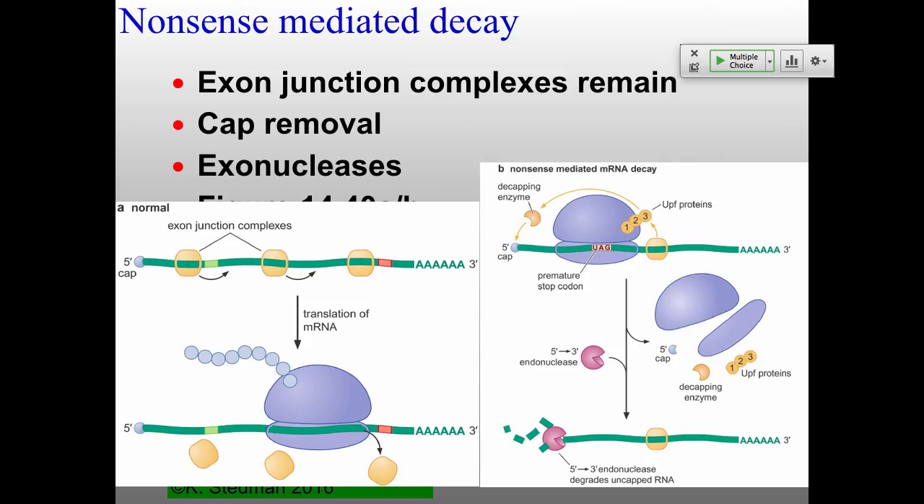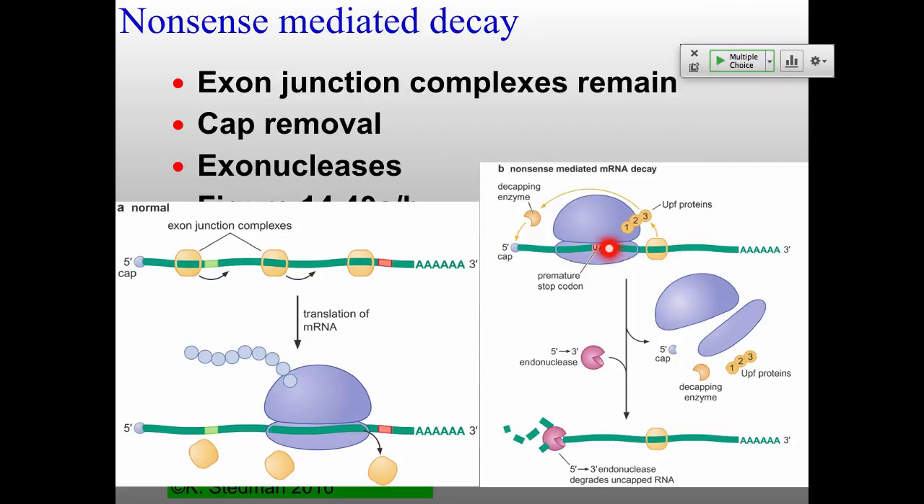Because I wanted to finish up talking about both nonsense and non-stop mediated decay. So we had some questions about that before. So a nonsense codon, what's a nonsense codon? It's a stop codon, but it's a stop codon that's in the wrong part of your messenger RNA. If you have a stop codon in the wrong part of your messenger RNA, your ribosome is going to stop before it gets to the end of the protein.